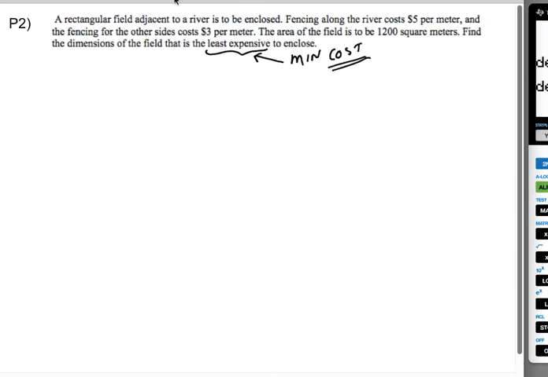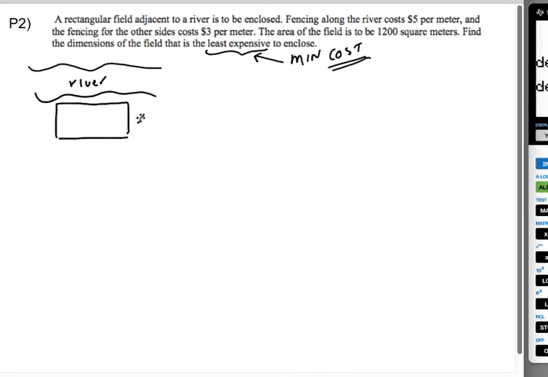So let's go ahead and draw a picture just so we have a little bit of an idea. There's a river, okay? So we have a rectangular field. I'm going to call these sides x. I'm going to call these sides y. So the cost to make this thing is going to be these three at the $3 rate. So these three, the non-river side.